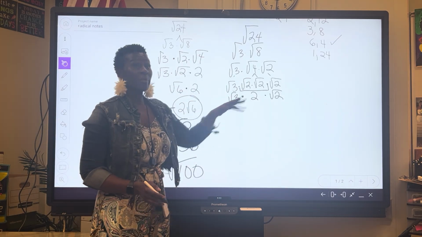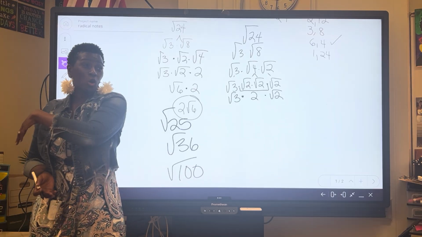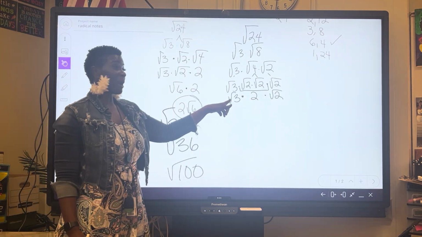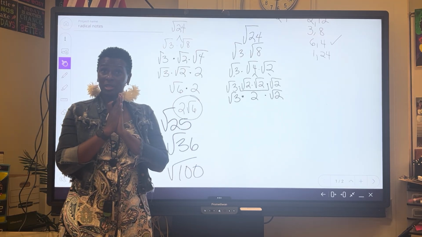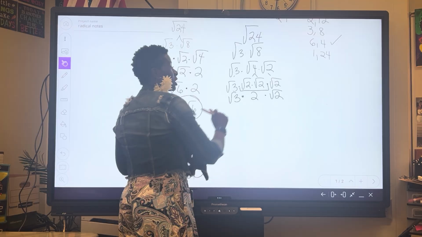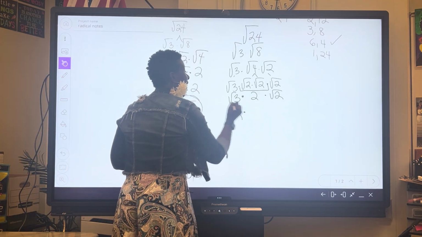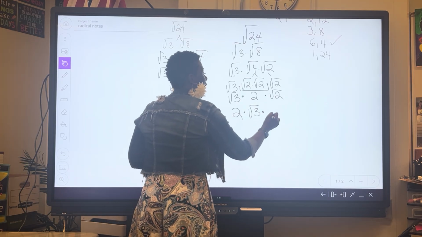All right, so now I'm here. Now I need to clean this up. What I want in the front are whole numbers, and I want the radicals combined in the back, right? This is a prime number. Can't do nothing with that. That's a prime number. Can't do nothing with that. So I'm just going to put them together. So let's rewrite this using the commutative property. What do I write? The whole number 2, times radical 3, times radical 2.